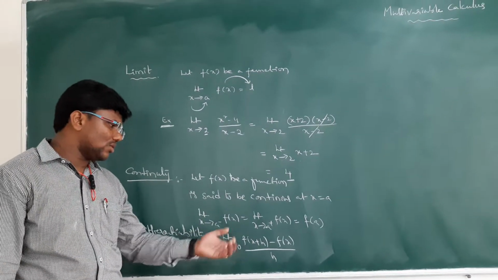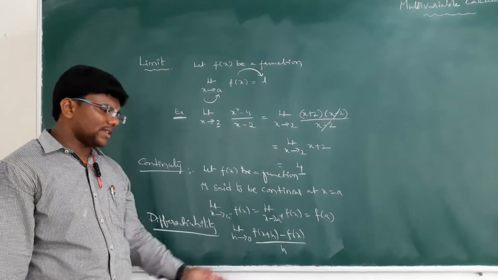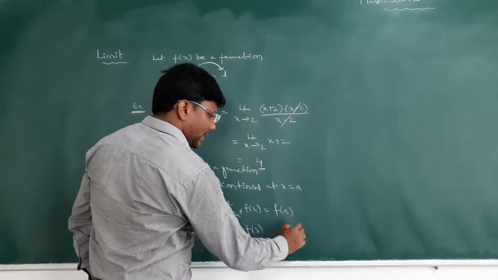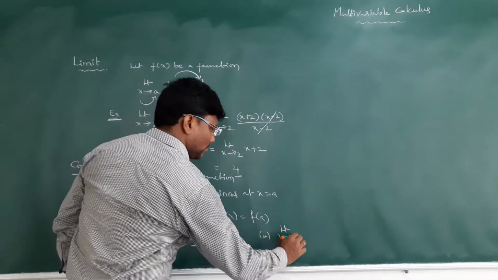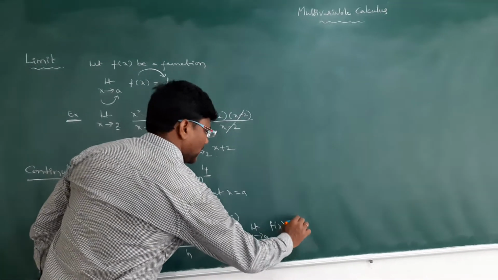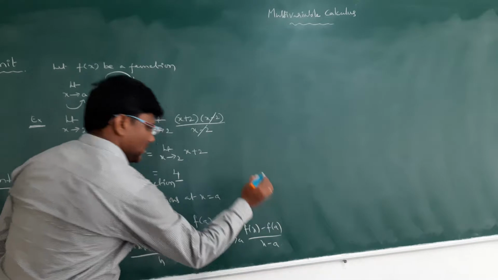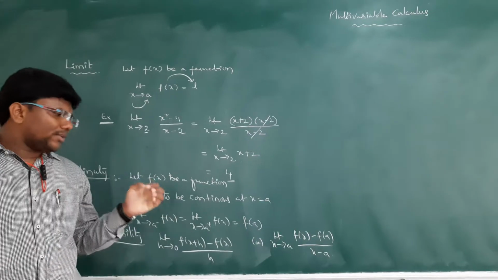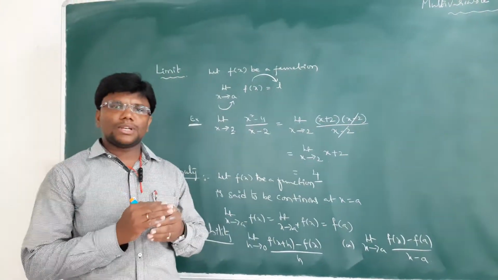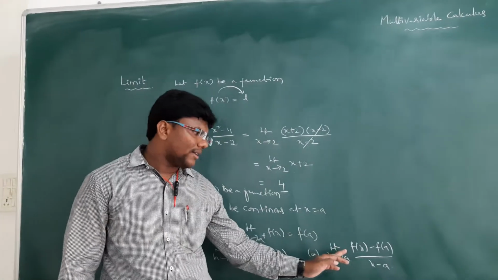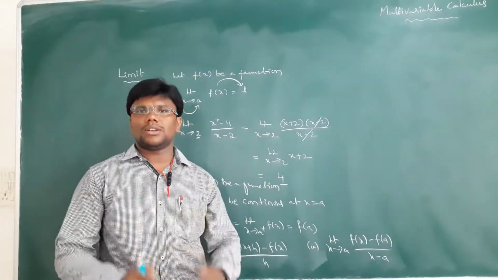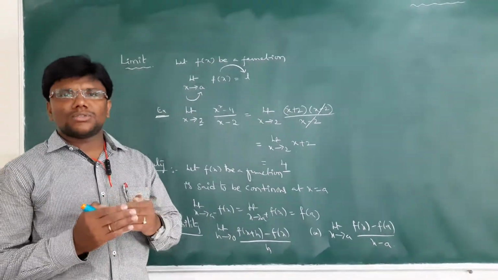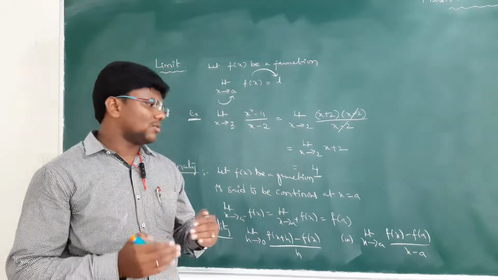Limit h tends to 0, f of x plus h minus f of x by h, or the differentiability at the point is limit x tending to a, f of x minus f of a by x minus a. Here, to check whether the given function f of x is differentiable or not, we can check the right hand derivative and left hand derivative. Both are equal and equal to the functional value, that is f dash of a. Then the function is said to be differentiable at the point x equals a.